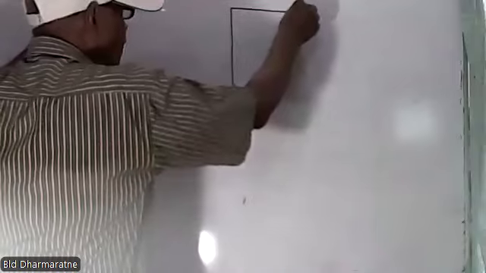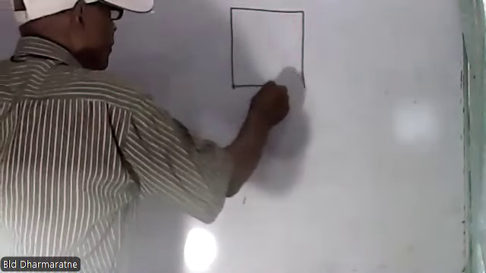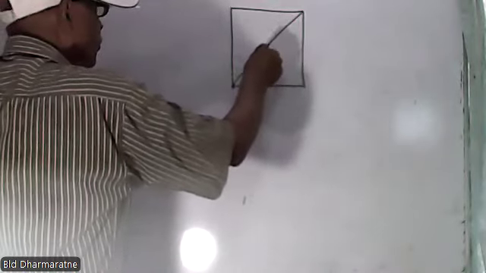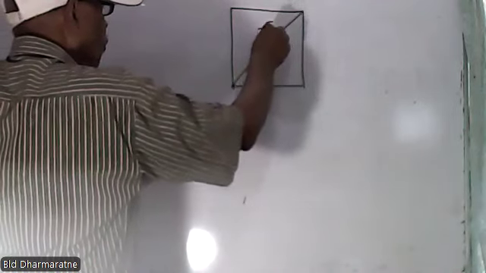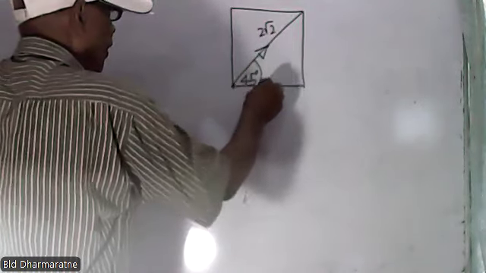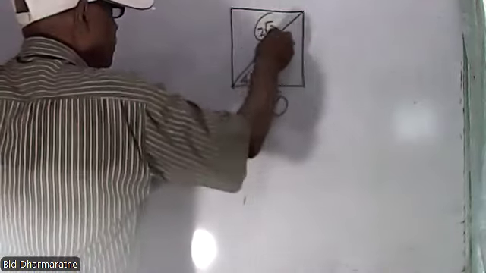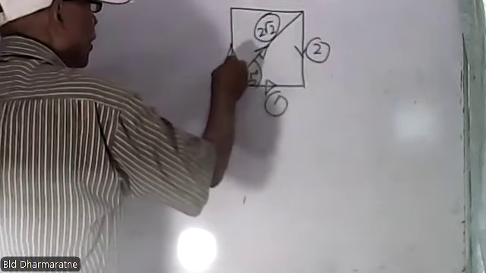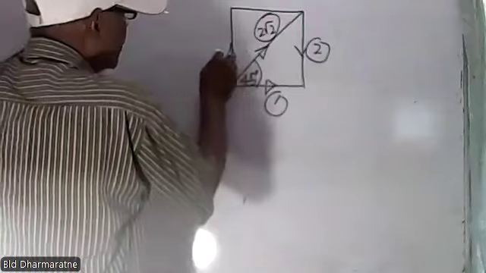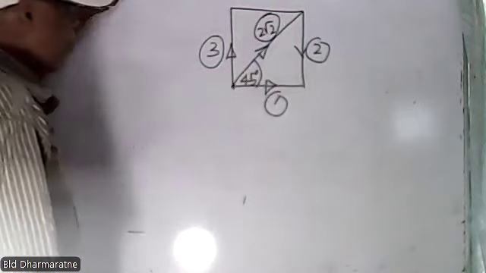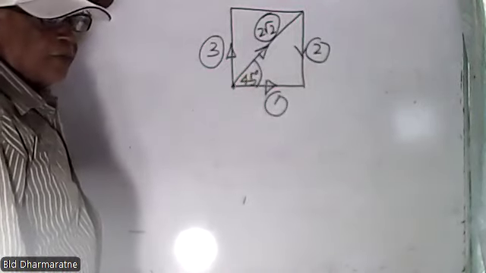This is a square, with forces acting on each side. Like this: 2 root 2 at 45 degrees on this one, this is 1, this is 2, and this is 3. Now first of all we have to draw the x and y axis.